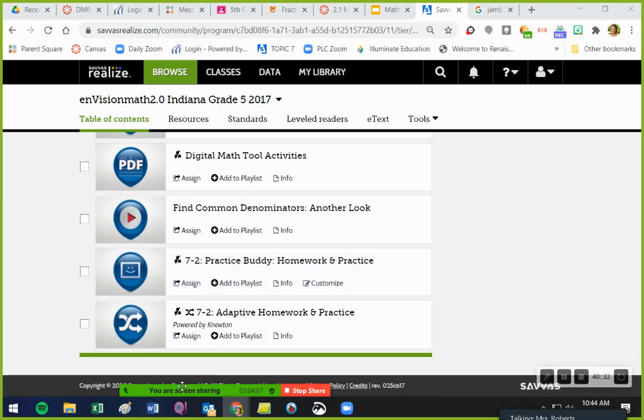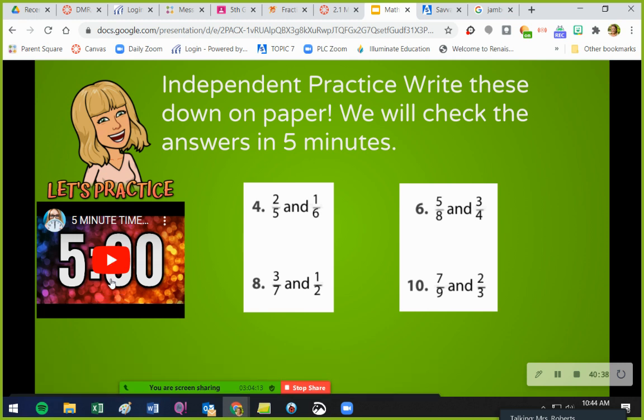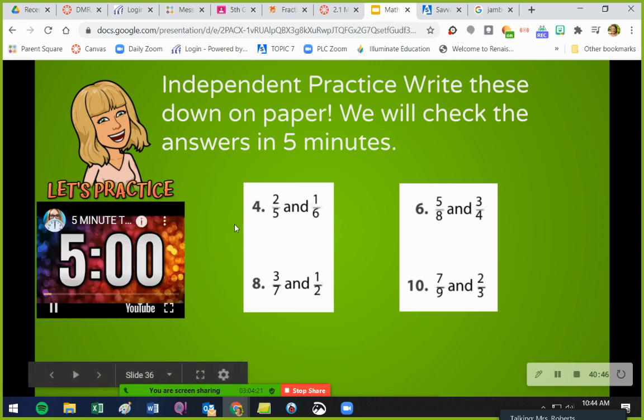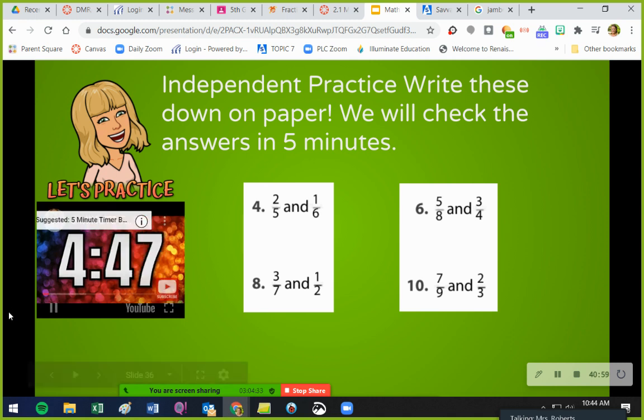If you're not ready, then what I want you to do right now is do these problems. I'm going to go ahead and set the timer. On Jamboard, if it were me, I would be doing this on Jamboard. That way if I have a question, you can just share your screen and I can help you. So right now, I want you to find the new denominator that they both go into, and I want you to make equal fractions. New denominator, equal fractions.